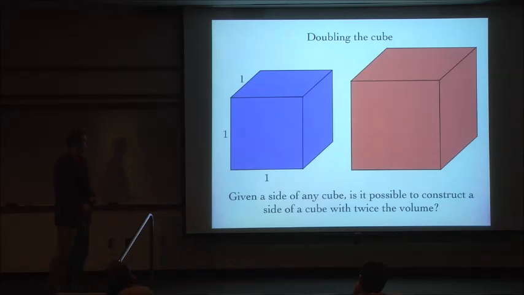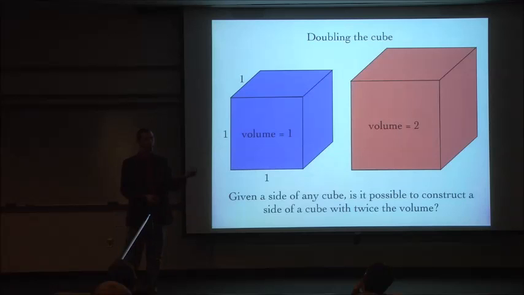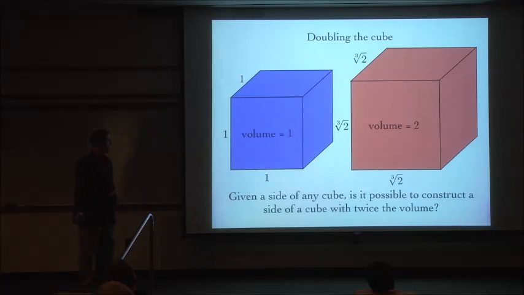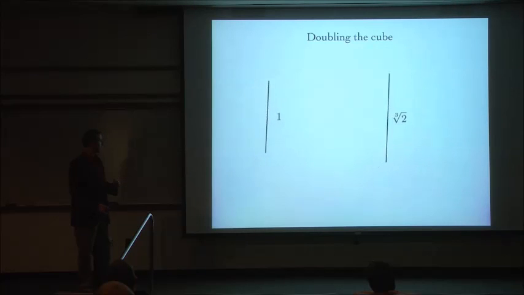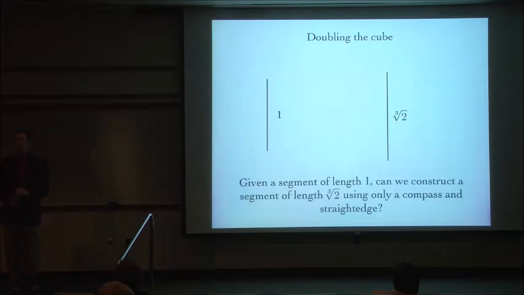So again, let's say we had a cube of volume 1. We want a cube of volume 2. And so what is the side length of our red cube going to have to be if this is going to have volume 2? Cube root of 2. Right. And so our question is, given a line segment of length 1, can we construct a line segment of length cube root of 2 using only compass and straight edge? So our second number that we're going to be interested in is the cube root of 2. So if we are able to do that, then we will be able to solve the doubling of the cube problem. Okay. So that's our second problem.